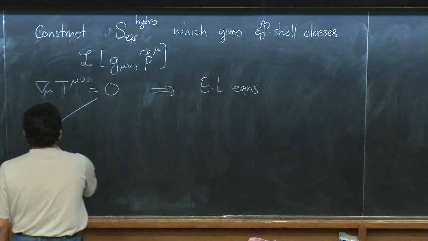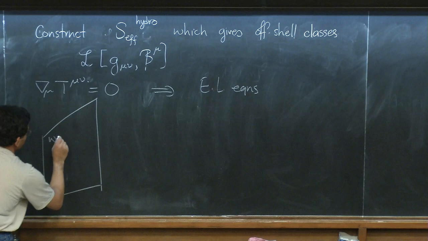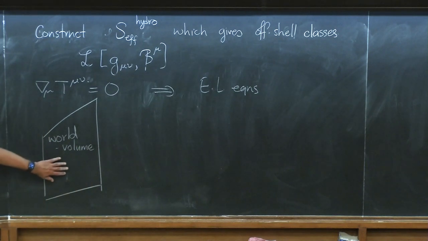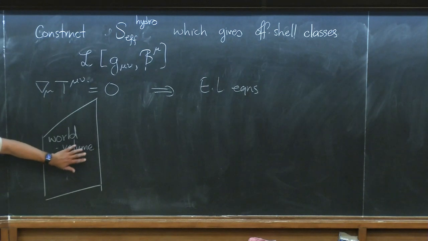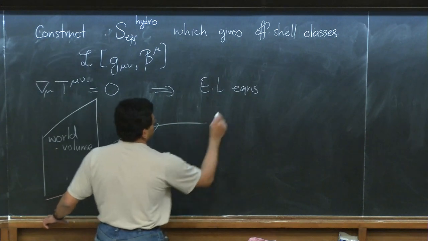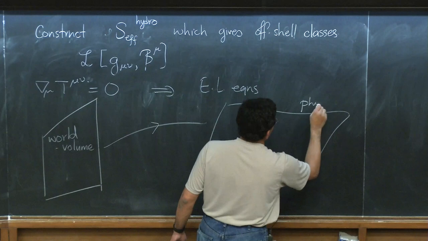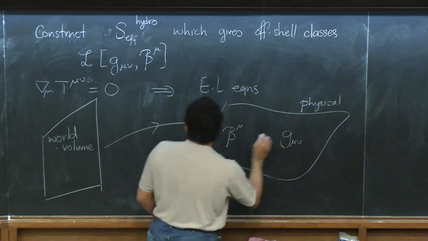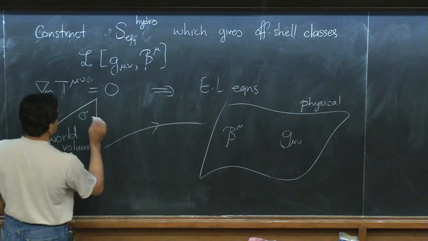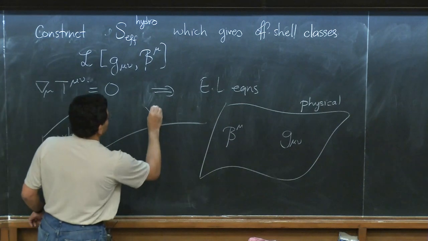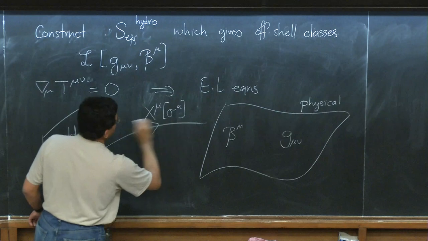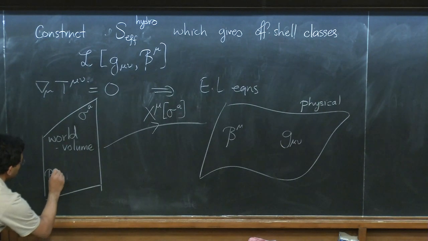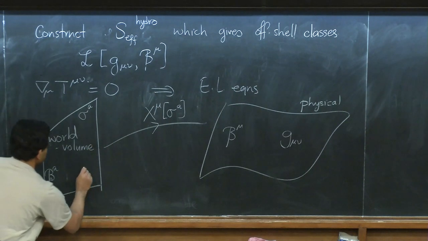So here, what you do is basically think of some world volume. I'll use the word D-brane, but it's not really a D-brane. It's a world volume, but it's a space-filling world volume. And here is my physical space-time, and here live beta mu and g mu nu. The world volume has some intrinsic coordinate sigma a, and I have some map which gives me space-time coordinates as a function of world volume coordinates. On this world volume, I have the pullback of beta to be beta a and the pullback of g mu nu to be G a b.